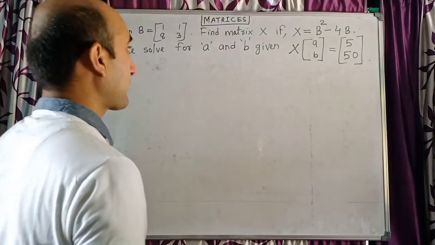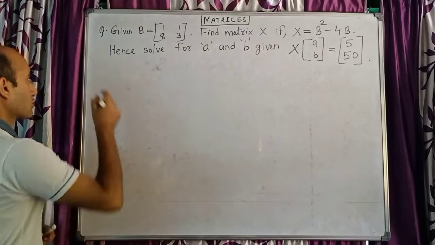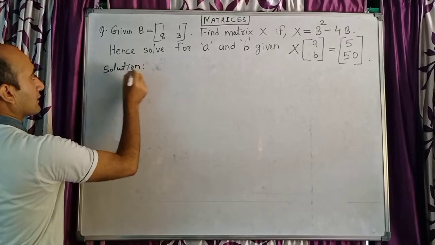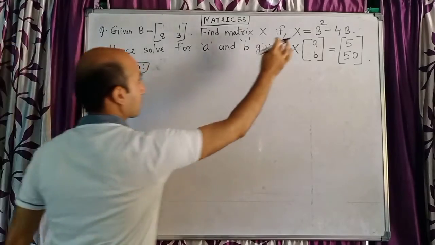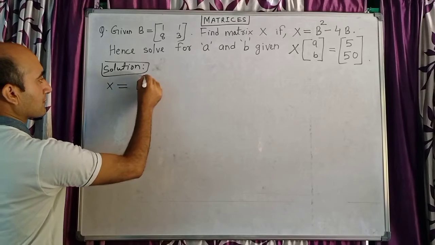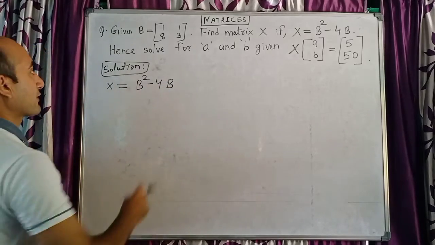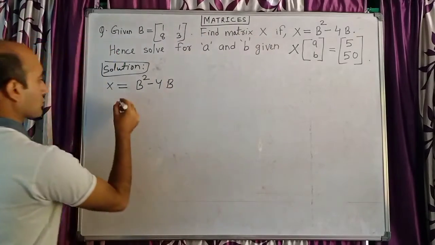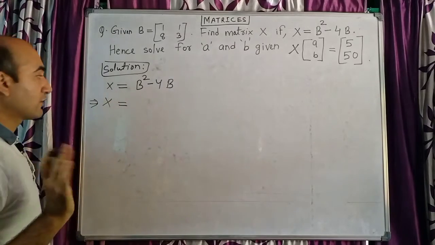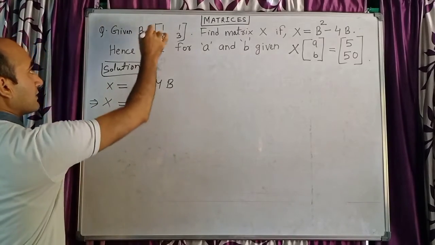So you have to find the value of X. First, let us try to find the value of X. My solution begins here. I will write this first: matrix X equal to B square minus 4B. Here I will try to find the value of X. You can write an arrow and use X again and again, or you can directly write equal to and start the work, no issue. So the B value you can put here.